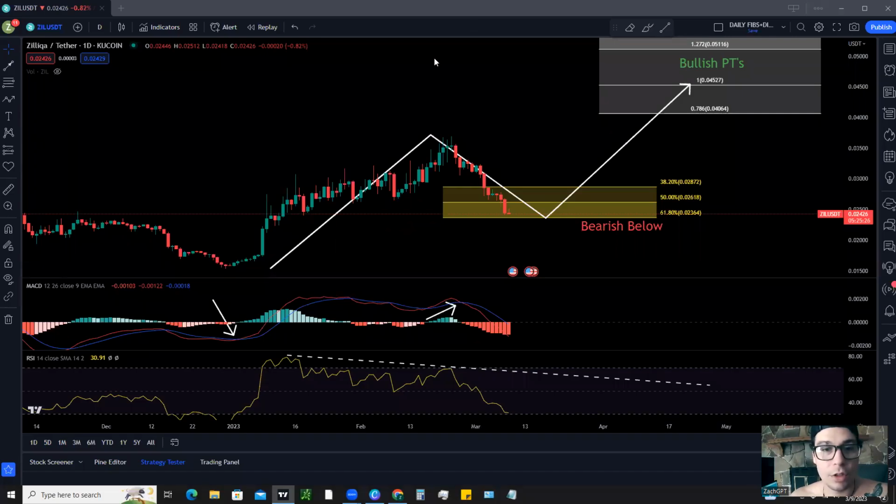For today's video, we're going to take a look at ticker symbol ZIL. Looking at it on the daily chart, this is the Zilliqa chart. What I'm going to do is go over the three major levels of support that we need to hold, why these are the three major levels, and explain how I got those. We'll also go over the bullish price targets and take a look at the RSI and the MACD and how you can use all of these things together to really start to give yourself an edge in the market.